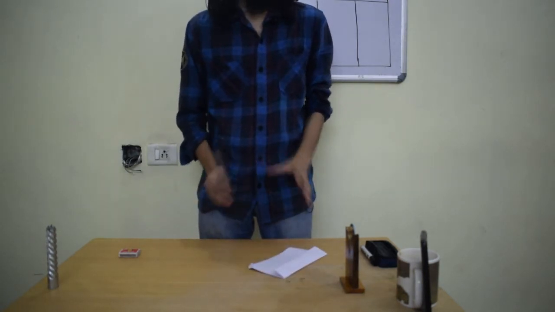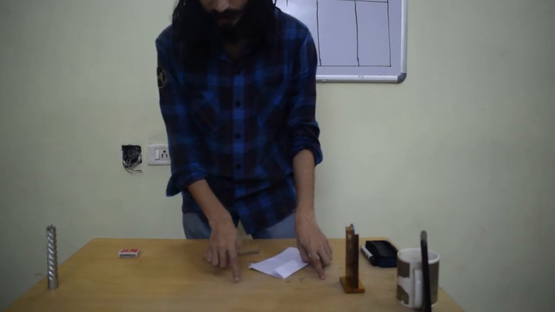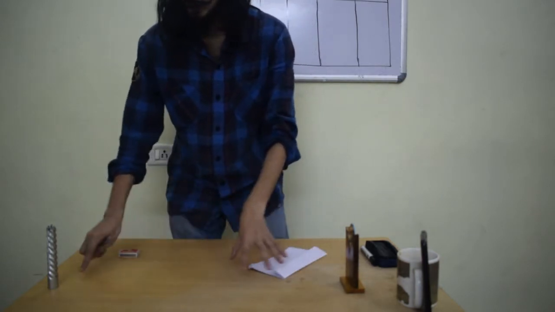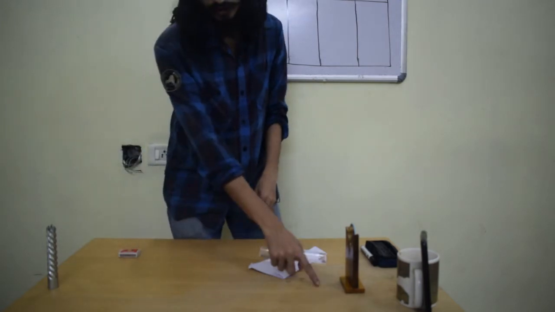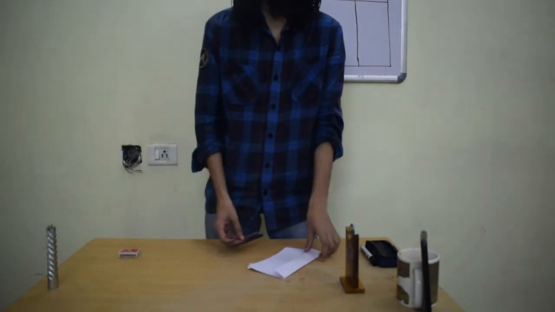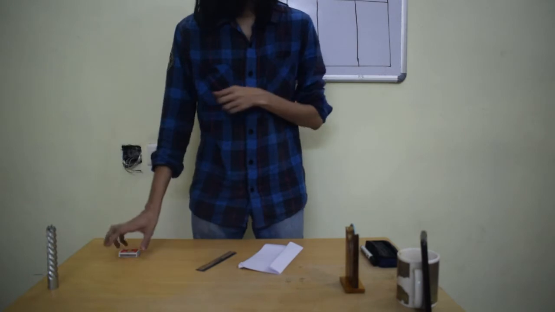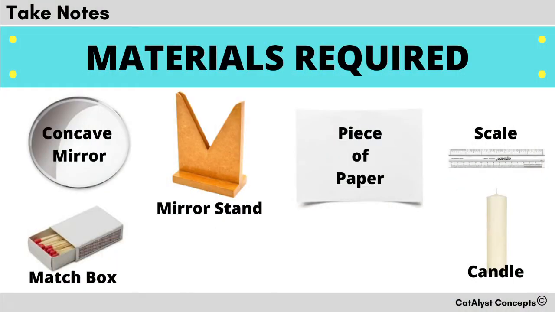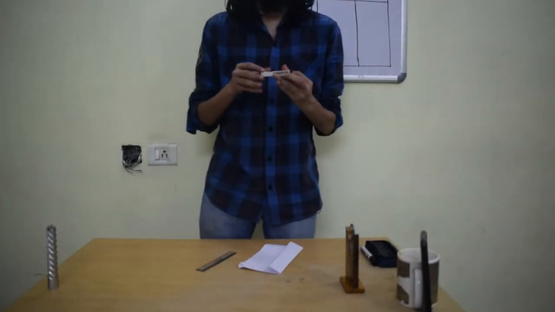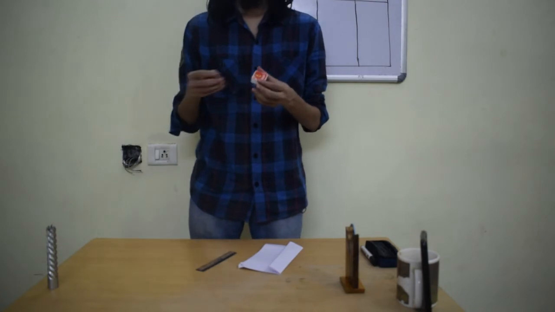a scale. Now I use this scale to make certain markings over here to tell me exactly how far I am going. So I am going to consider this as 0 all the way up till I have made 5 centimeter markings over here. And finally a matchbox to light this candle. The first thing I am going to do is light this candle over here.